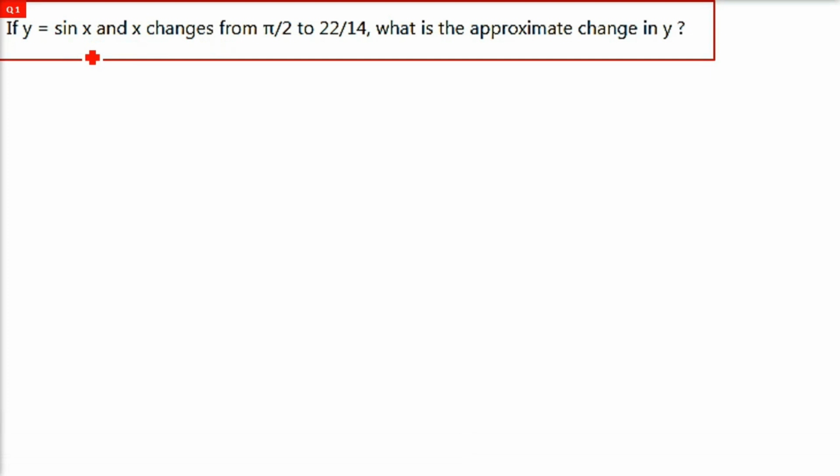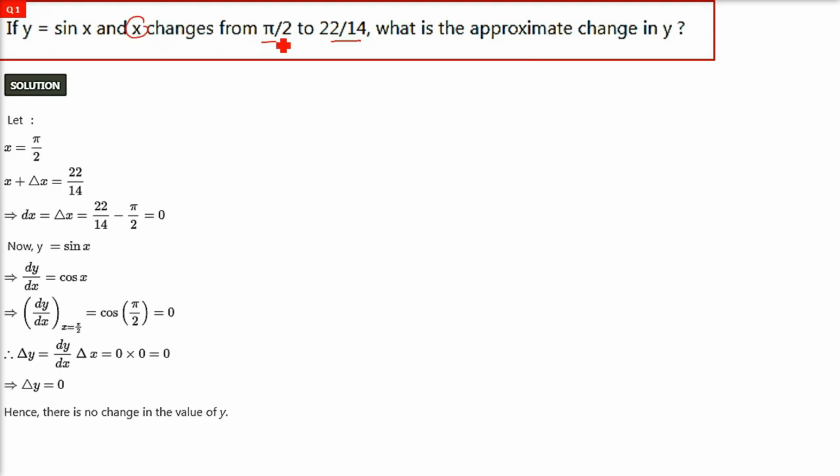If y is equal to sin x and x changes from pi by 2 to 22 by 14, what is the approximate change in y? So we have the x initial value as pi by 2. Then we have the change. When you add delta x with x, it becomes 22 by 14. So x plus delta x is 22 by 14. No problem. So what is dx? We have assumed it to be equal to delta x for errors and approximation.